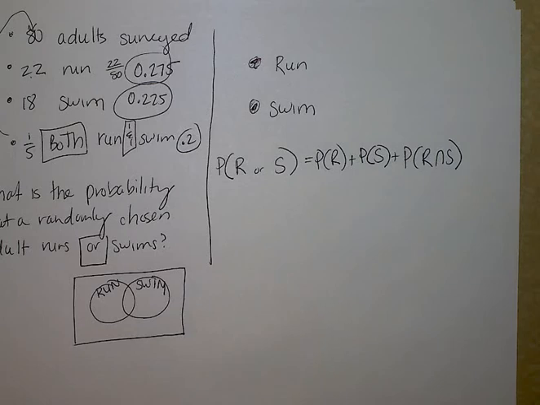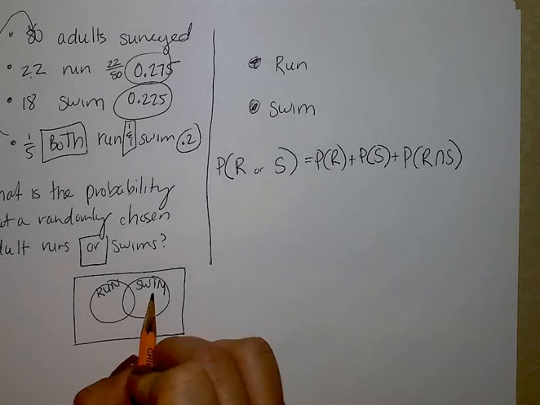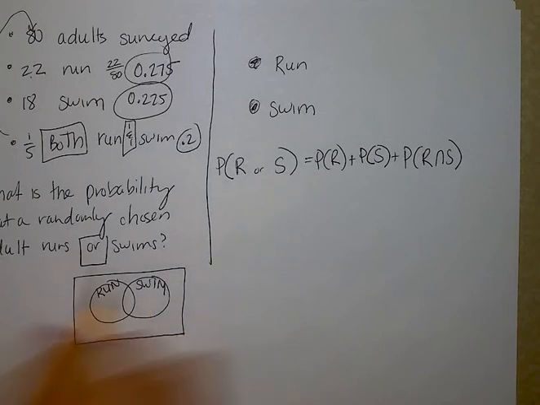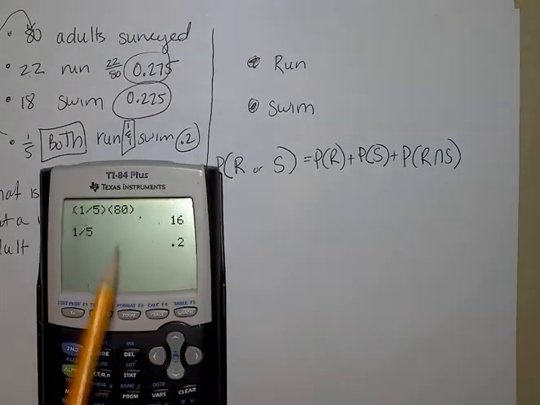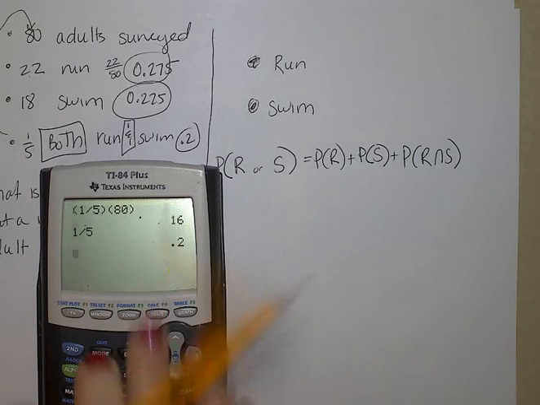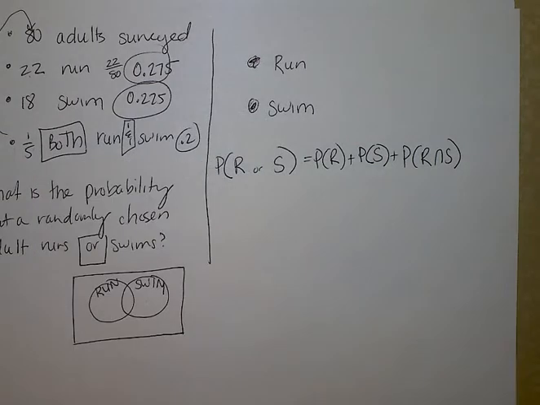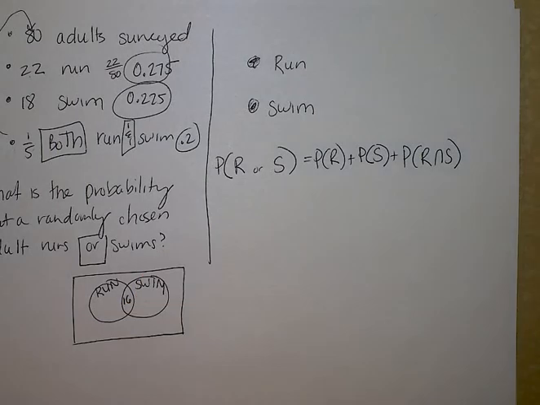So 22 in all. I'm going to use the pencil first. 22 in all say they run, 18 in all say they swim, and 1/5 or 20% of the 80 say they do both. So if you don't remember what number popped up on my calculator, when you take 1/5 of 80, you end up with 16. So in this middle portion, please write 16. These are the 16 who say, I do both. I run and I swim on a regular basis.